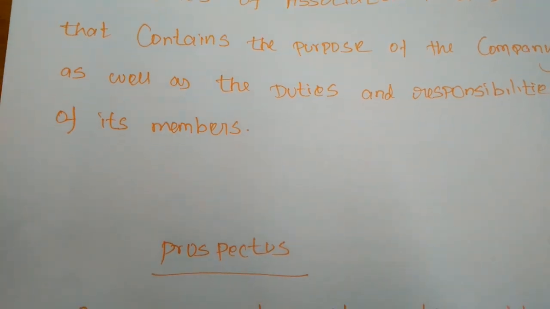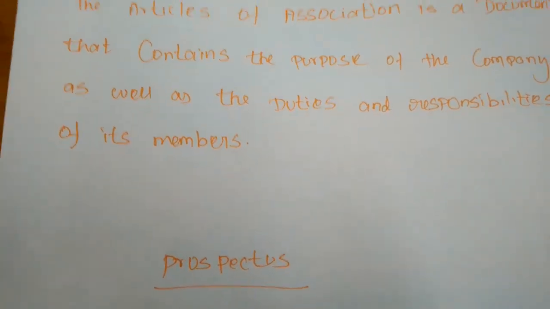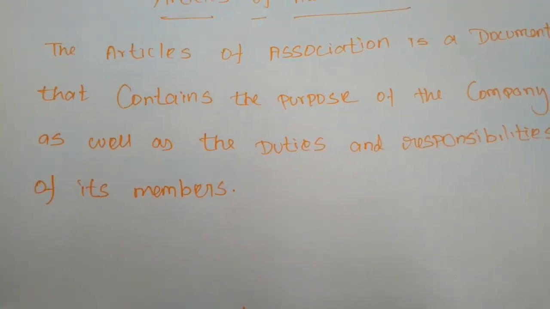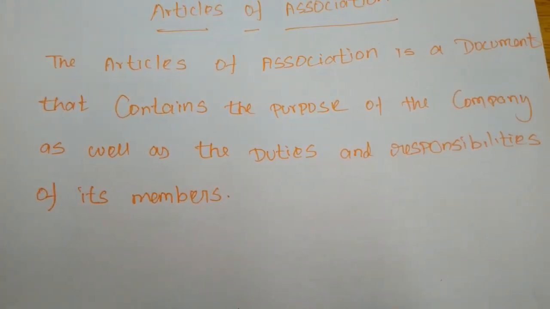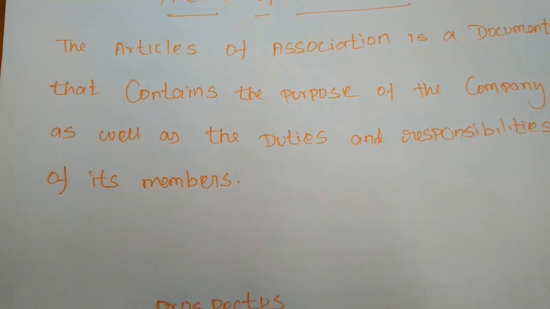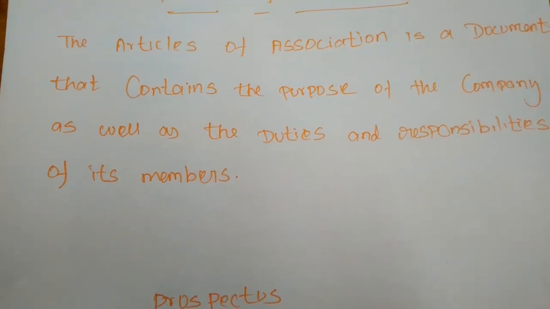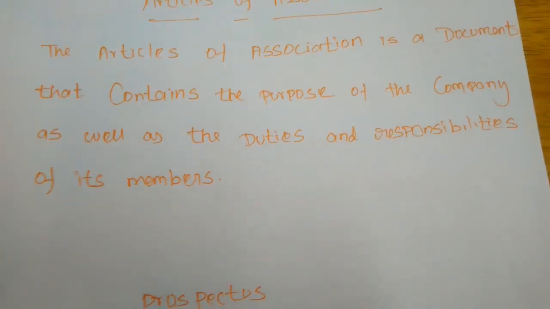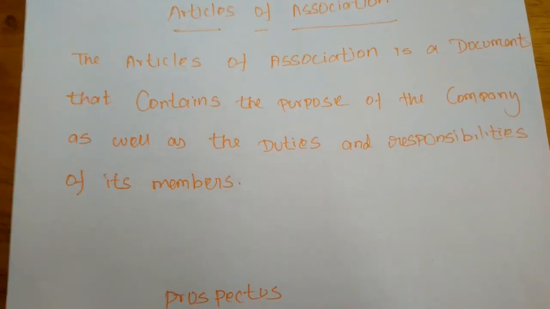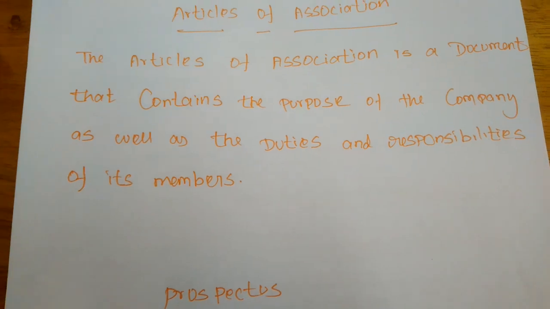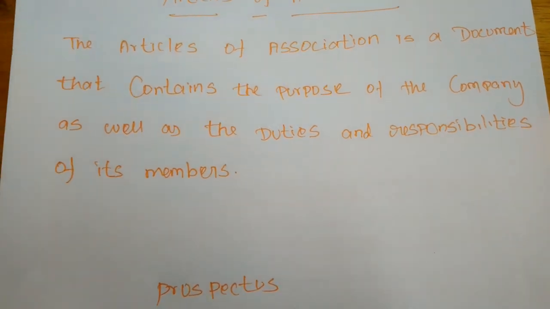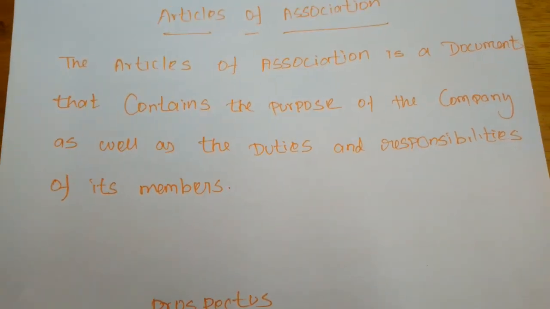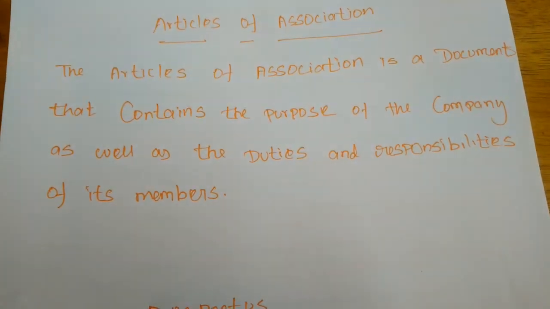Next, procedures concerning keeping of books and audits. If the companies are conducting any books and auditing, the procedures they have to follow concerning the books and audit must be mentioned. Next, seal of the companies. Already we have studied that every company must have a seal. So the information about the seal of the company is also mentioned in these articles of association.